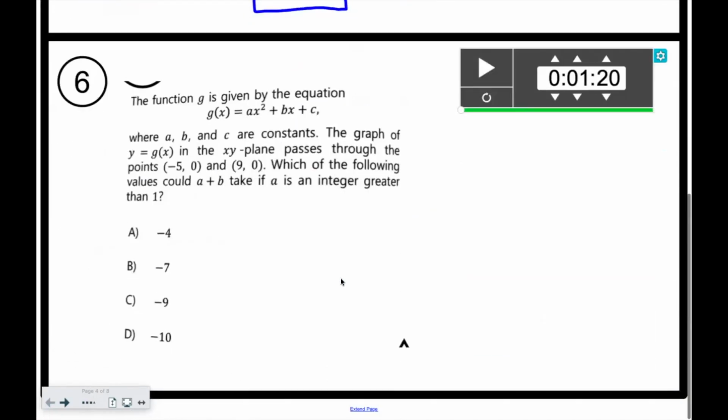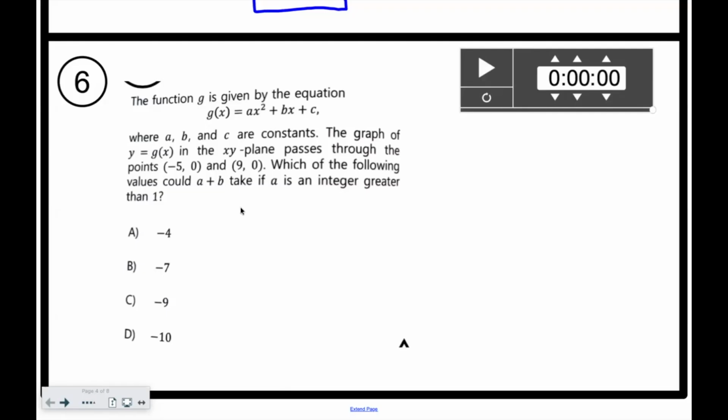Okay, let's keep going. So number 6. This is a pretty challenging problem. It's hard to use Desmos because it's not asking for the values of a plus b. It's saying what could they be. So given that there are multiple values and multiple answers, but only one of these would work, I don't know if Desmos would work out too well here.